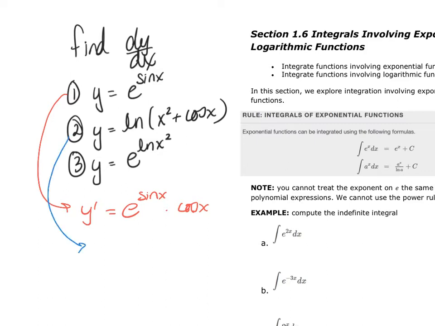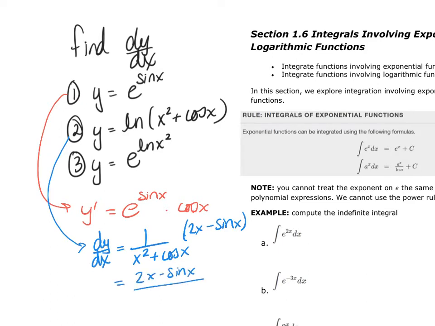To do the second one, we are going to be using the natural log derivative. The derivative of the natural log is 1 over whatever that is times the derivative of that. So dy/dx is going to be equal to 1 over x squared plus cosine x, multiplied by the derivative, which is 2x minus sine x. And of course you can put 1 over the other as well. So you can write it as 2x minus sine x over x squared plus cosine x.